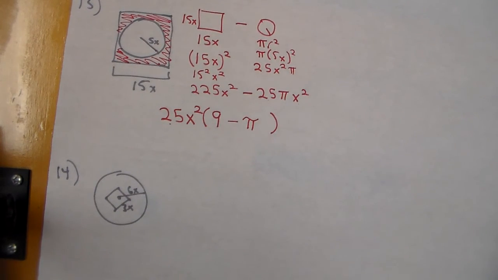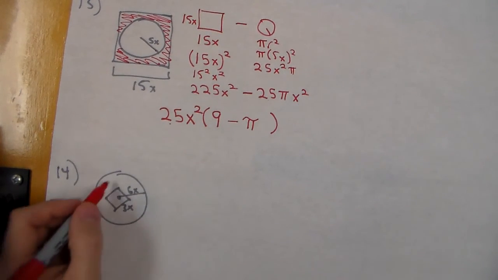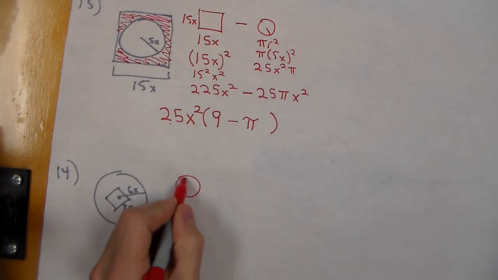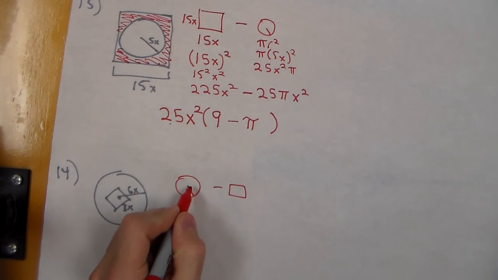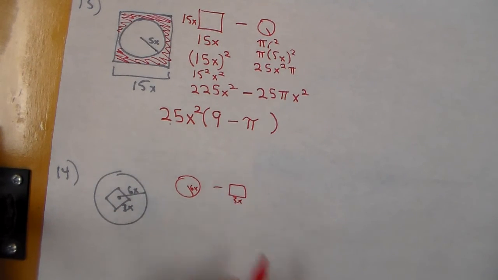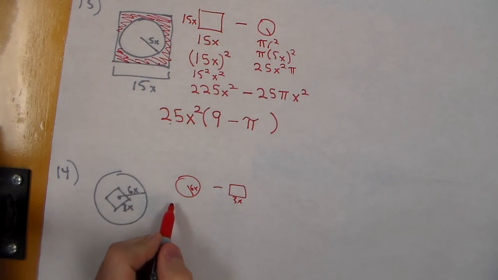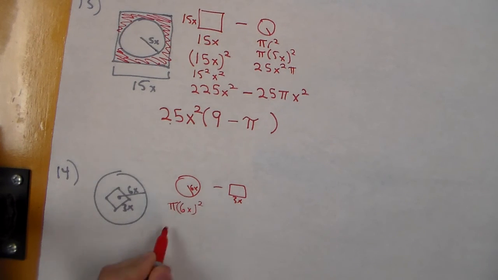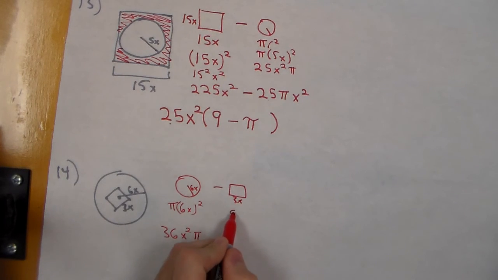Now number 14 does the same idea, but it's kind of reversed now. It's going to be a circle minus the square. So the circle has a radius of 6x, the square has a side length of 3x. So for the circle, we're going to go pi times 6x squared, which gives us 36x squared pi. The square is going to be 3x squared, which is 9x squared.